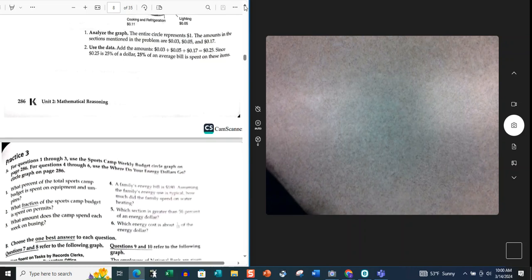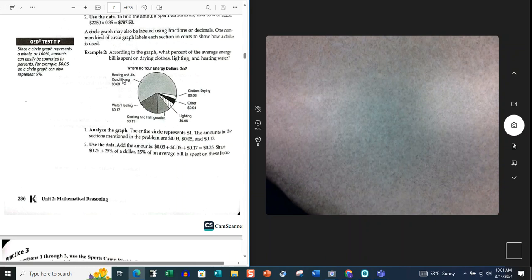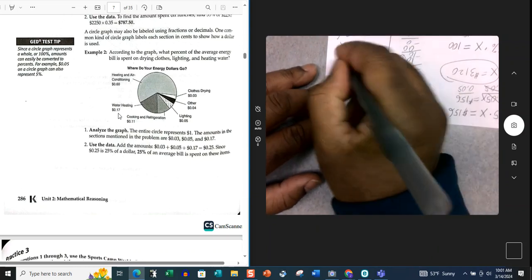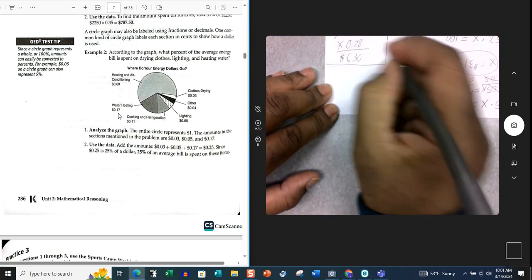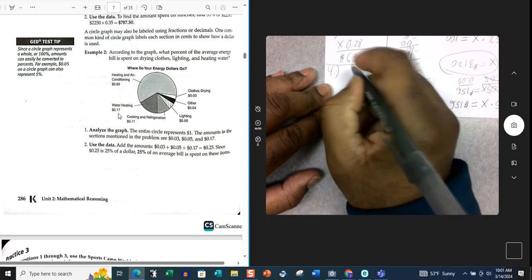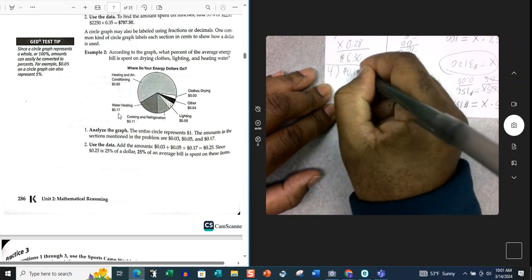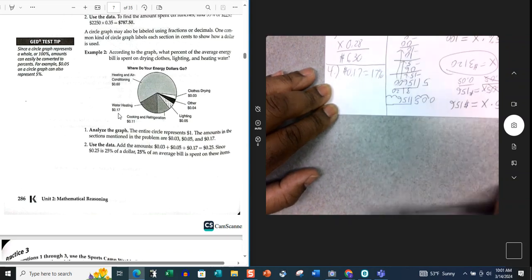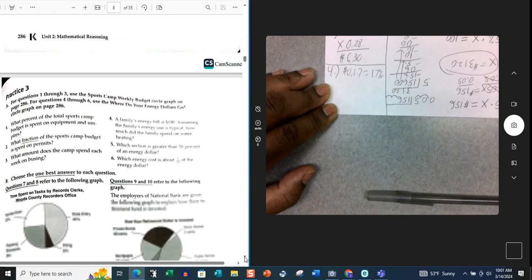So we will go back up here to water heating. Heating and air conditioning, water heating is 0.17. Now remember, that's 17 cents out of $1. So with that being 17 cents out of $1, that means that is actually 17%. So the 0.17 is actually 17%. Okay, now they ask us how much the family's budget is $180. Assuming the family's energy use is typical, how much did the family spend on water heating?